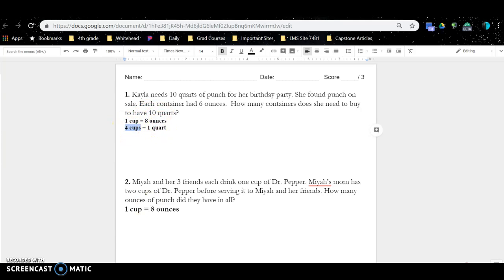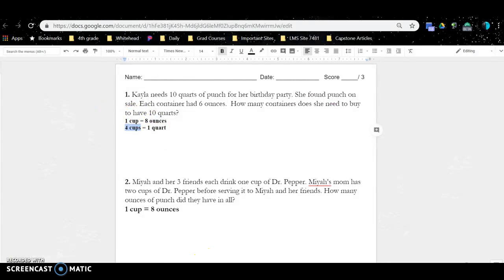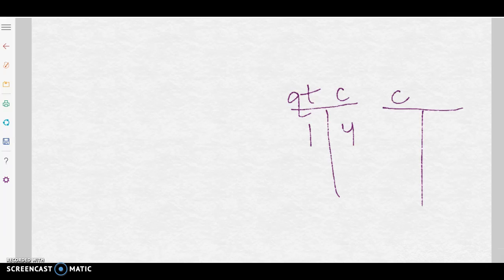So 1 quart to 4 cups. Okay, so 1 quart is equal to 4 cups. And then I know I'm going to go from 1 cup to 8 ounces. So cup to ounces. 1 cup is equal to 8 ounces. And you should take note of the relationship. 1 times 4 gives you 4. 1 times 8 gives you 8. So those are the relationships.